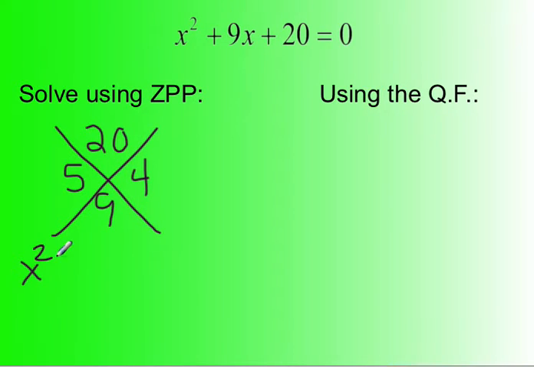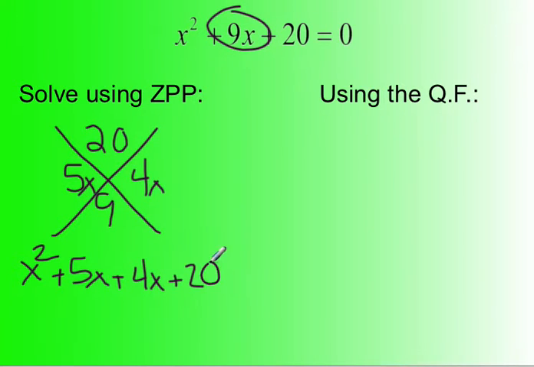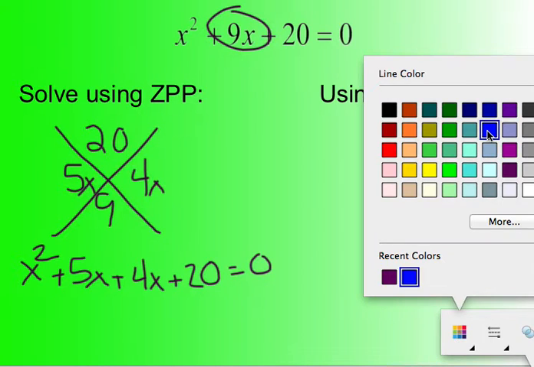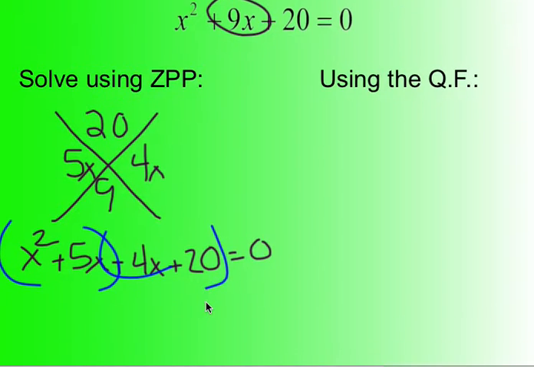So then what I'm going to do is split up my 9x. Instead of having 9x, I'm going to put an x with each of these. So I have x squared plus 5x plus 4x plus 20 is equal to 0. Now I'm ready to factor by grouping. So I'm going to go ahead and make my two groups.